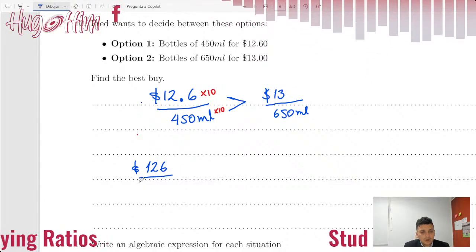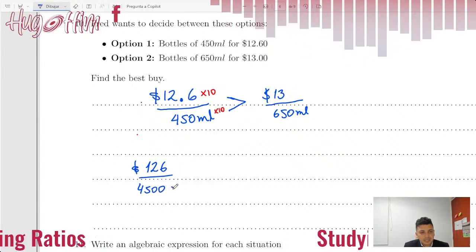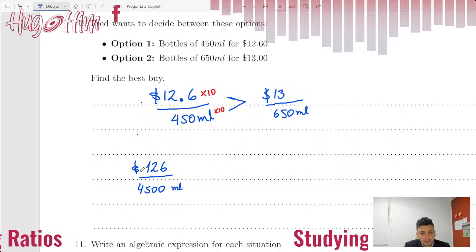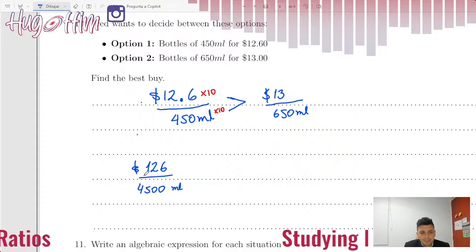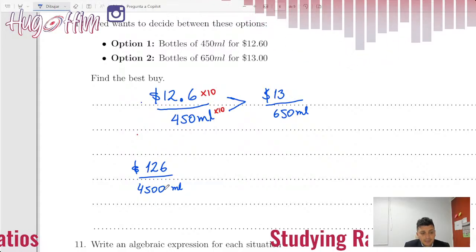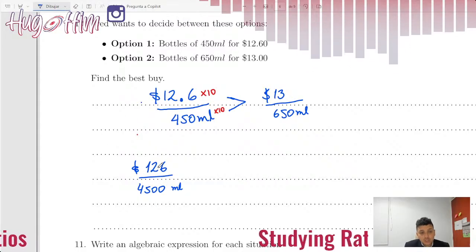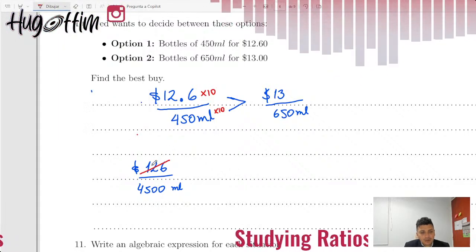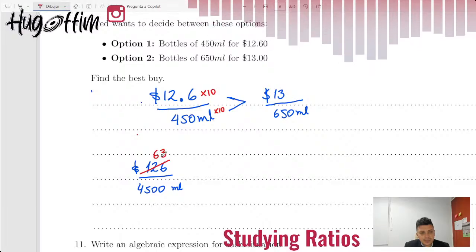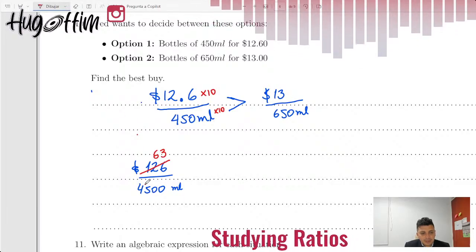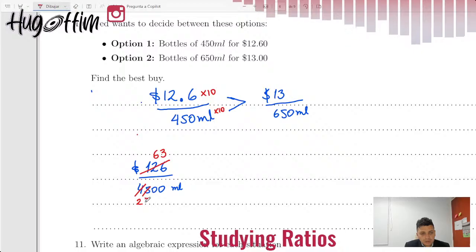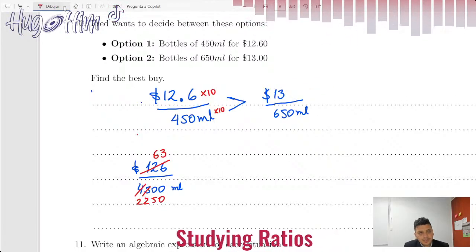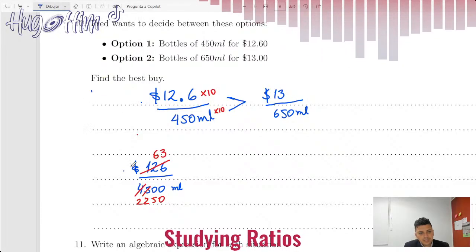$126 over 4,500 milliliters. So I'm going to simplify by dividing by common terms. For example, I can divide by 2. So if I divide by 2, I'm gonna get 63. And here, if I divide by 2, I'm gonna get 2,250. Now I can continue dividing.